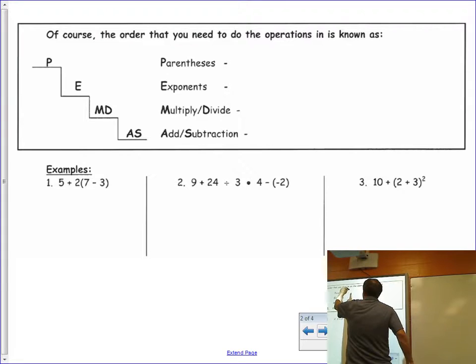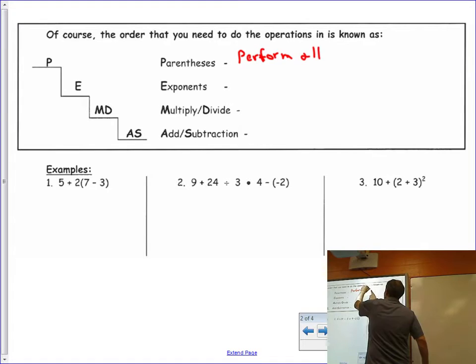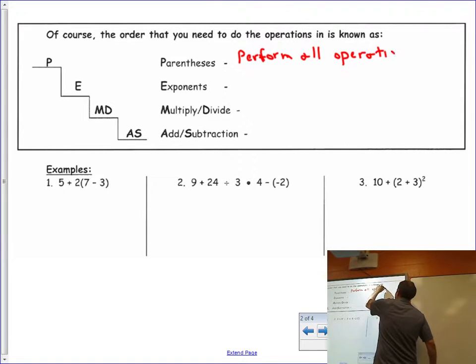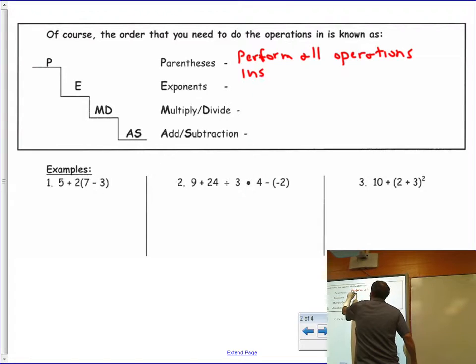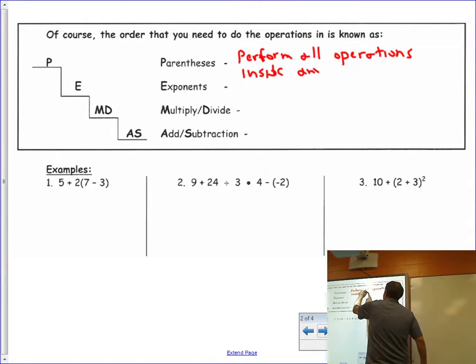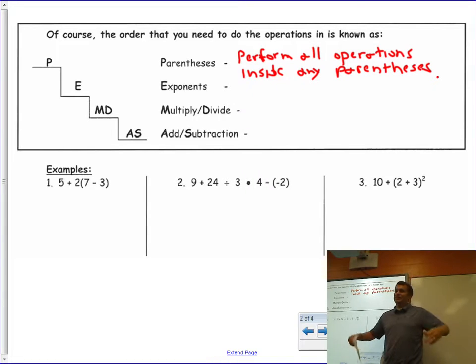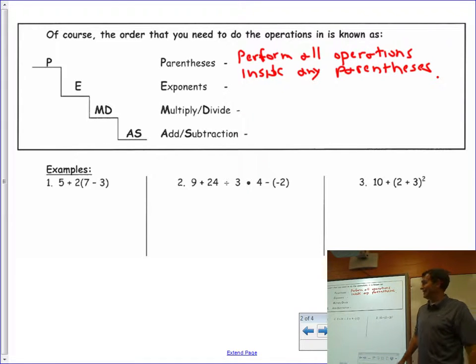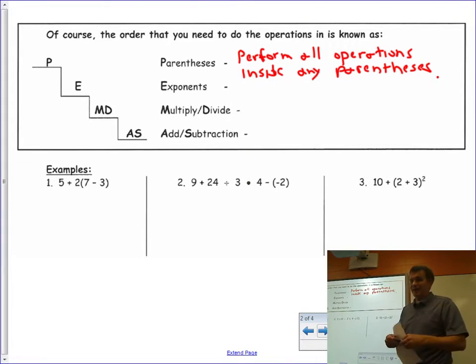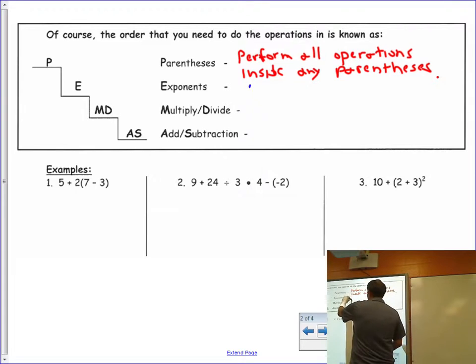So what you need to do is you need to perform all operations inside any parentheses. When parentheses are being used as a multiplication symbol, they should be done when it's time to multiply. I'll get back to that in a second. The next step would be go through the problem and apply any of the exponents that need applied.